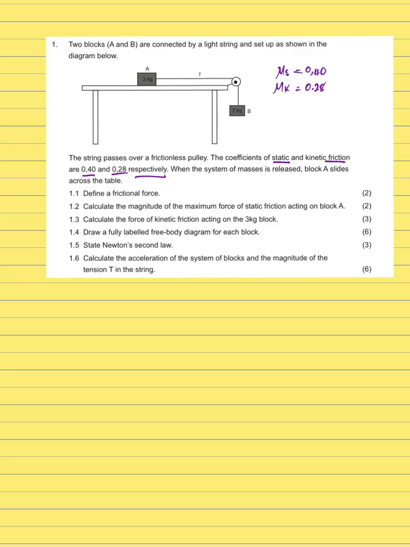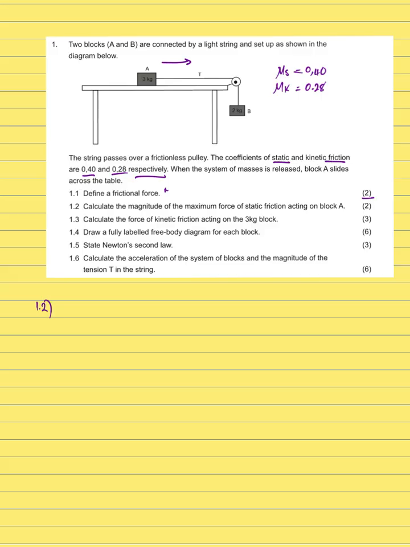When the system of the masses is released, block A slides across the table. So if it's going to slide, it's going to slide, right? Define frictional force. I'm not going to go into the theory parts. I'm only going to go with the calculations, because theory you've got to learn. For example, for frictional force, I don't want to see just opposes motion. I want to see the force that opposes the motion of an object and acts parallel to the surface of the object that it's in contact with. So make sure you write a proper definition, because if I'm going to give you 2 marks, I need to give you 2 marks for something that you've actually done. Please don't just say opposes motion.